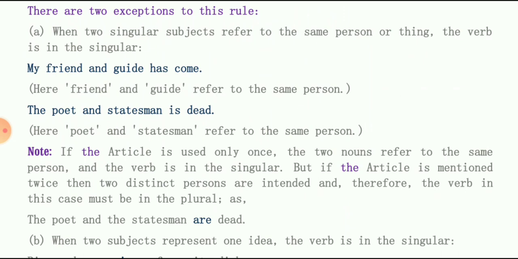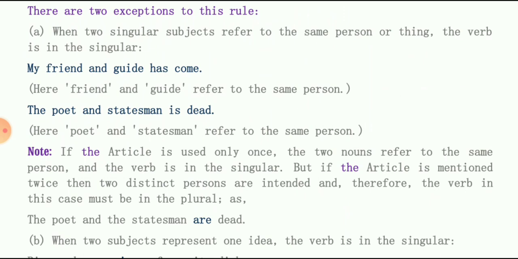If the article is used only once, the two nouns refer to the same person and the verb is in the singular. But if the article is mentioned twice, then two distinct persons are intended, and therefore the verb in this case must be in the plural, as in "the poet and the statesman." Actually here it denotes two persons. One is poet and other is statesman. That's why we have used "are" here. So that is a big rule of article.